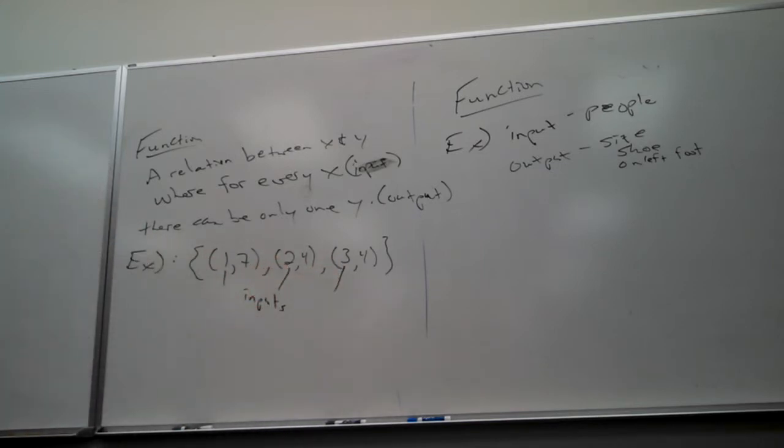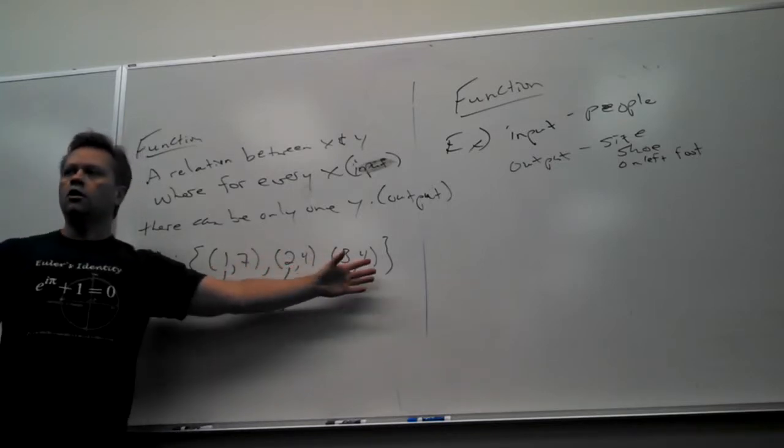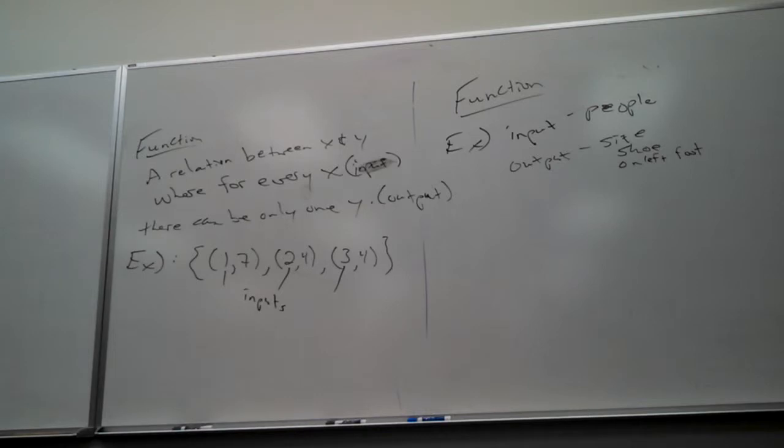Are there any inputs that have more than one output? What output is there for an input of 1? What output for 2? What output for 3? Each input has only one output. Does it matter that these both have the same output? No. It's like, does it matter that 2 people have the same size shoe? No, that makes physical sense. But one person can't have 2 different size shoes on their left foot, right?